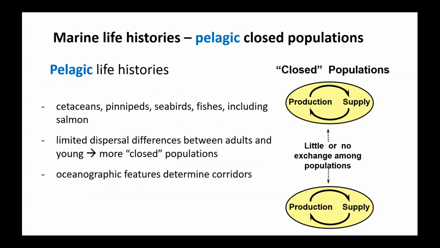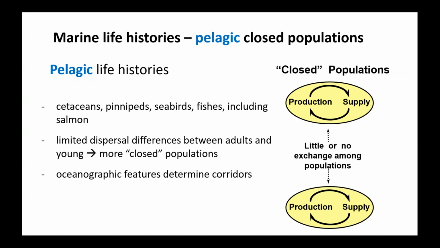So now let's turn to marine species and marine life histories. The first thing to recognize is that there are two fundamental categories. There are pelagic species. These are the large species that occupy the open ocean, things like cetaceans, pinnipeds, seabirds, big fishes like tuna, and salmon that move vast distances in the ocean. However, the young remain with the parents, even though they're migrating over vast distances. So even though they have these very large ranges, the populations themselves are self-replenishing, and as such, we consider them closed populations.